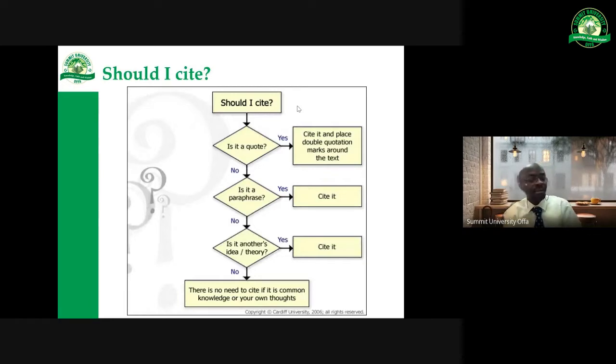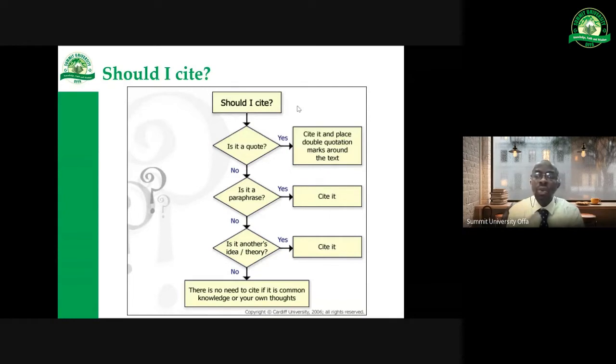Number one, when what you are presenting is a quote, you need to ask yourself first, or let's say always ask yourself, should I cite? If it is a quote, yes, cite it and place double quotation marks around the text. Again, as mentioned previously by one of the participants here, when you are quoting, if it is a quote, yes, you must cite. And citing means you must use double quotation marks.